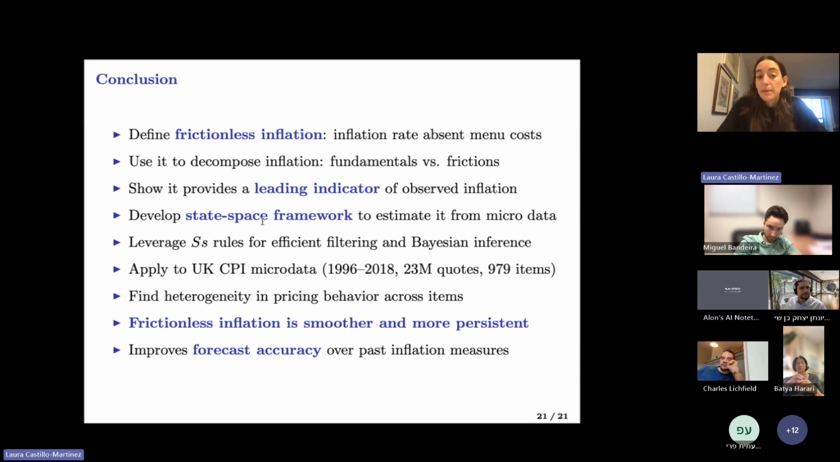We do it with a state space framework where we leverage these rules for doing some efficient filtering and Bayesian inference. We did a first attempt to apply it to UK CPI microdata, where we find a lot of heterogeneity in the pricing behavior across items, and more importantly, the frictionless inflation measure that we are able to recover is smoother and more persistent, and this improves forecast accuracy over past inflation measures.